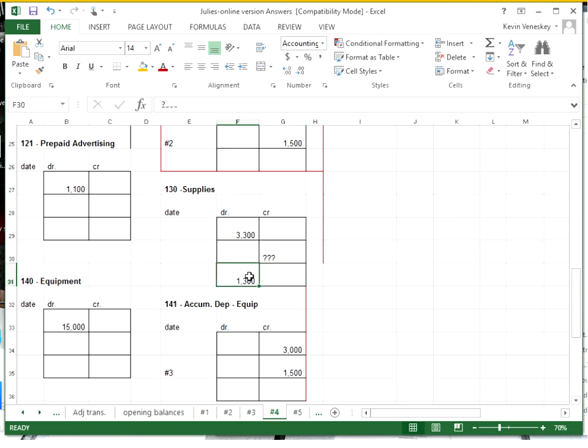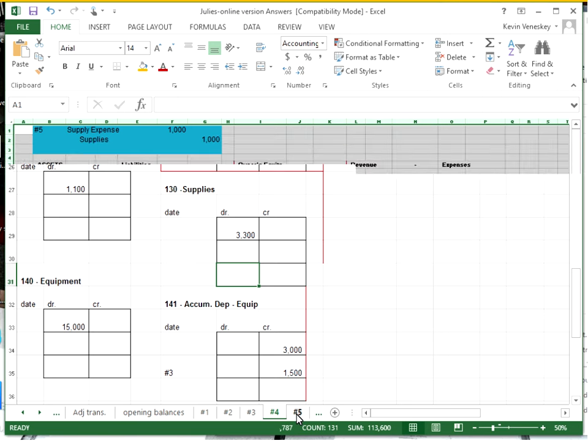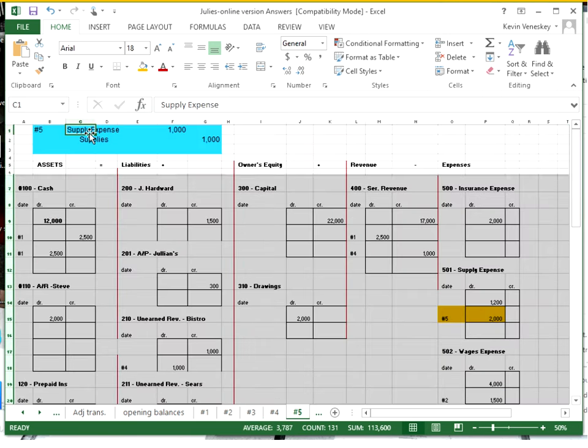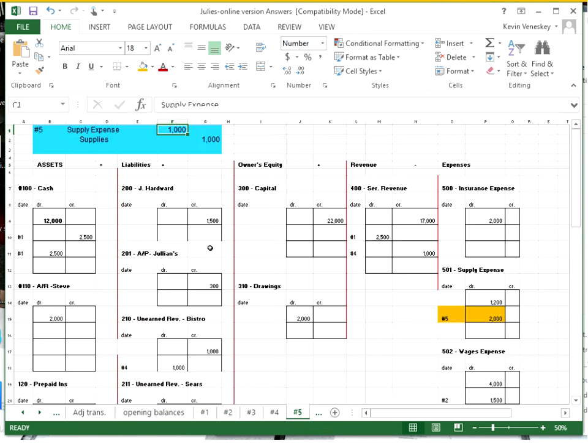Well, if I have $3,300 and I get down to $1,300, the difference, hopefully you see, is $2,000 of supplies I used. So what did the business get? We got the use of supplies. We actually used them, so we're going to call that an expense.